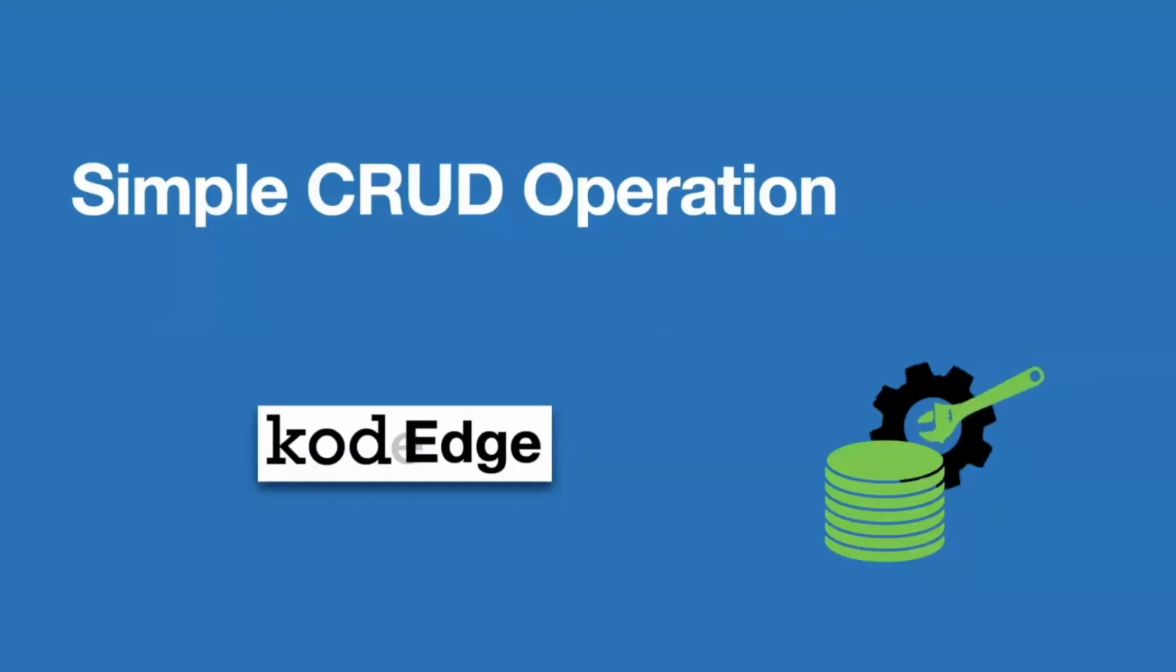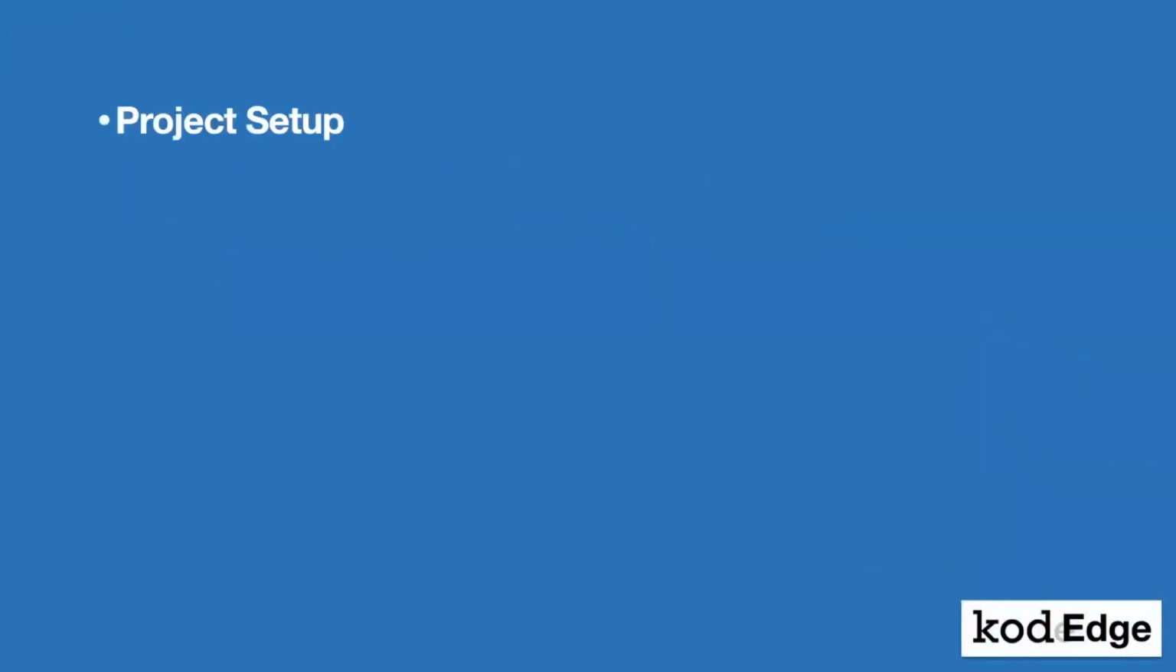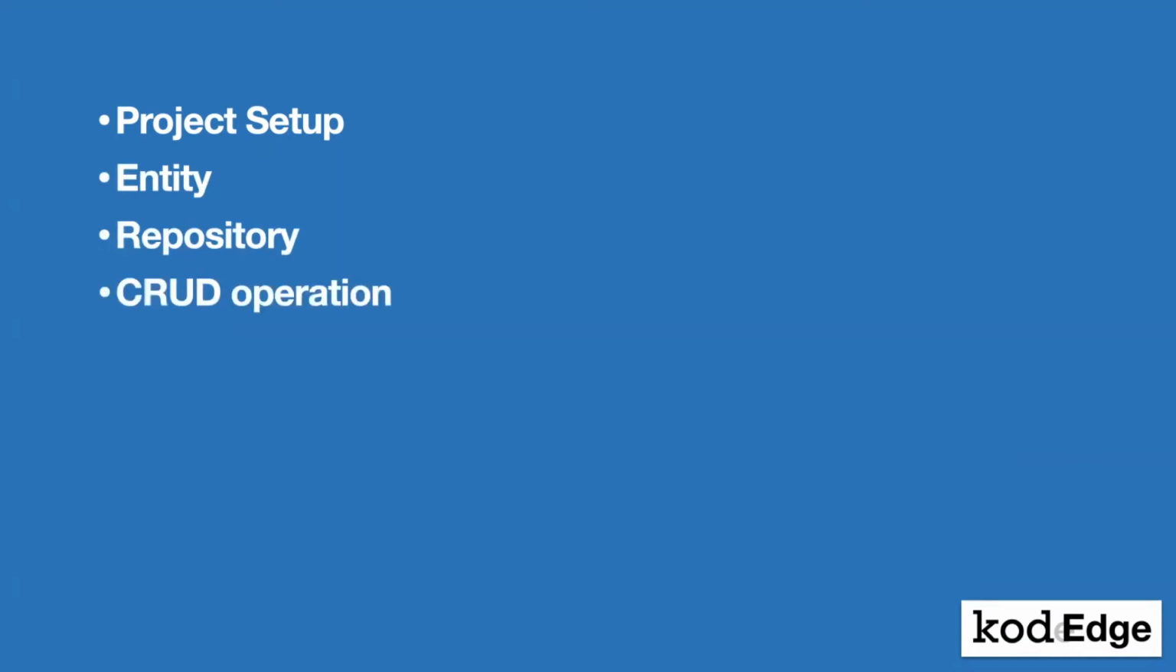This is Swapnil Gosavi. In this session, we will learn how to do simple CRUD operations using Spring Data JPA. We will do the project setup, using the H2 database as a data source. We will learn to create an entity. We will create a repository to interact with a database, and then we will perform CRUD operations. We will expose repository operations using REST API. For that, we will use Spring Data REST.